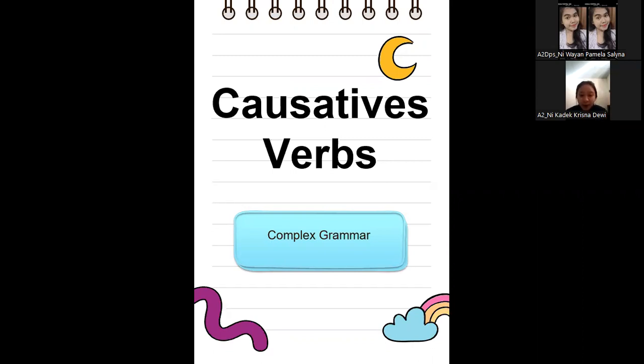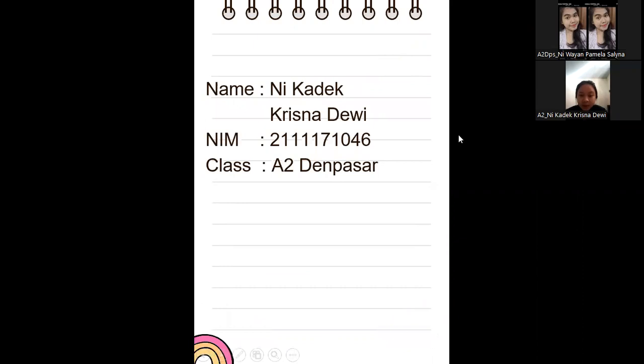Today I will present about causative verbs. Before that, let me introduce myself first. My name is Kadek Krisna Dewi from class A2, Denpasar.